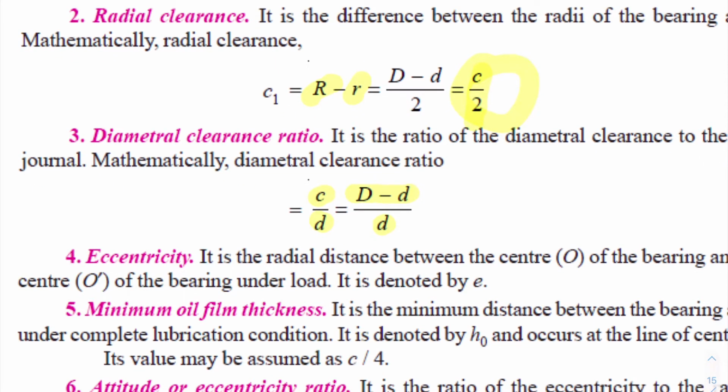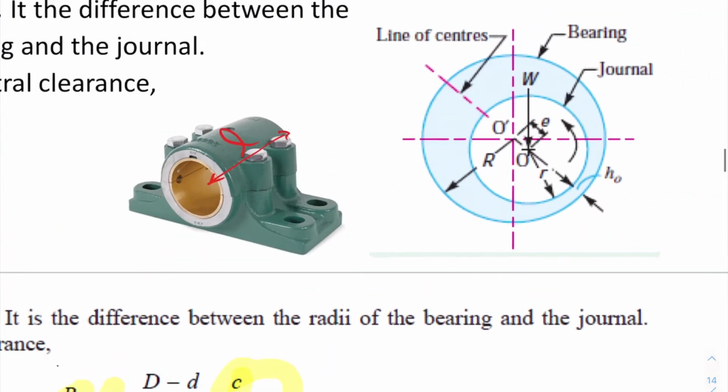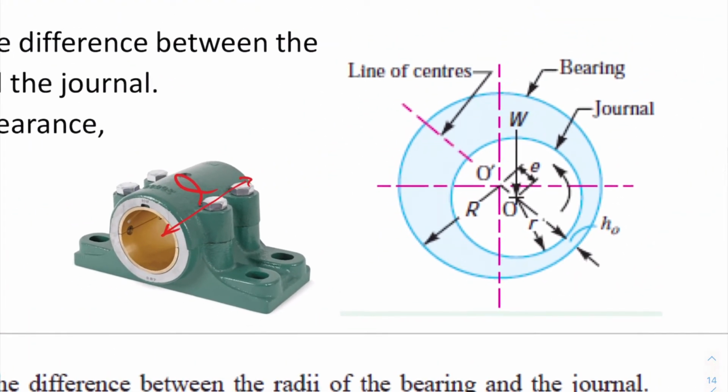Okay, the fourth one is eccentricity. As you know, eccentricity is something not in the center. That is basically eccentricity. But in the case of a journal bearing, here you can see you have a bearing.